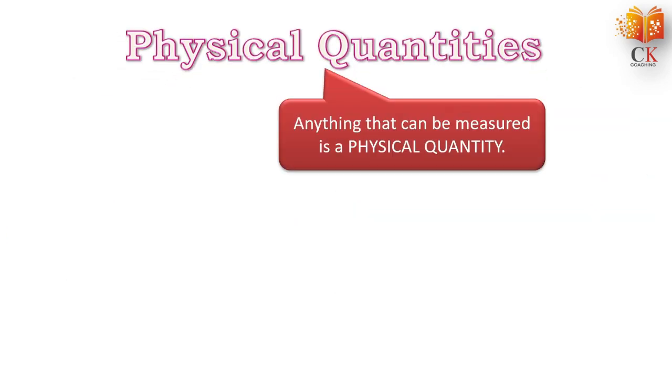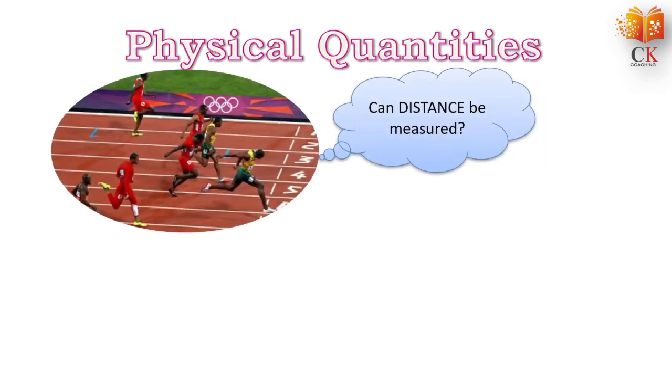Anything that can be measured in a numeric value is considered to be a physical quantity. So in physics particularly, हमारे पास दो टाइप के physical quantity है, but before that let's just elaborate a bit more about this physical quantity.